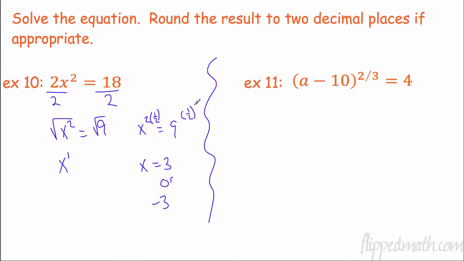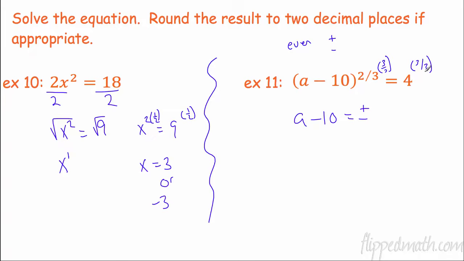I'm going to multiply by the reciprocal. So this exponent is going to be raised to the 3/2, and if I do it on this side, I need to raise this side to the 3/2. So now I have a minus 10 equals, all right, so my root is 2. That's even. That means I could have a positive and negative answer. So I'm going to have positive or negative.